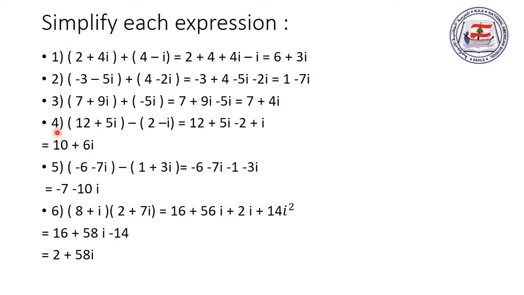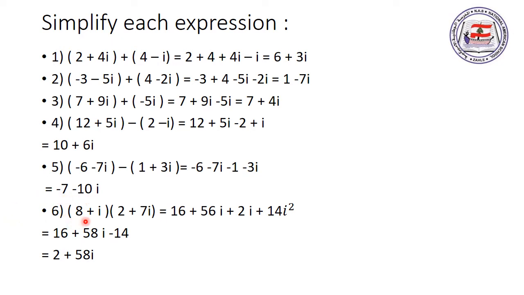Subtracting 12 plus 5i from 2 minus i, after reducing the expression, we get 12 plus 5i minus 2 plus i, so it gives 10 plus 6i. In number 5, subtracting minus 6 minus 7i from 1 plus 3i, we get minus 6 minus 7i minus 1 minus 3i, and it gives minus 7 minus 10i.